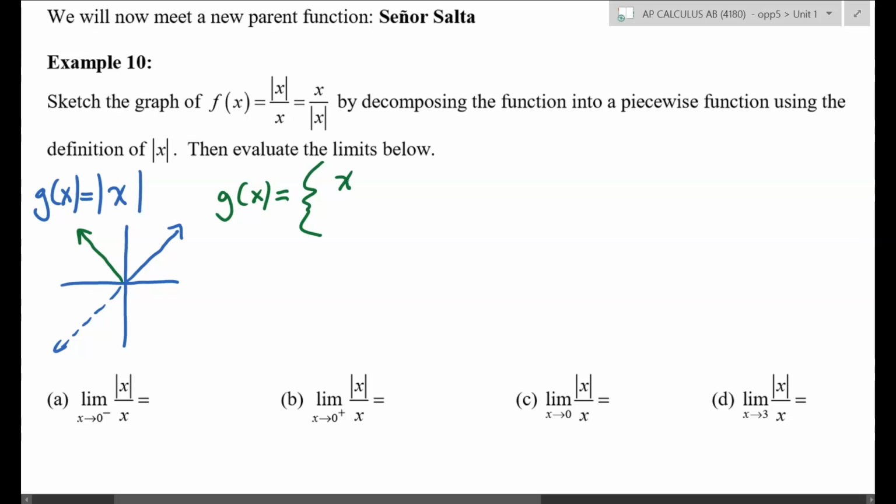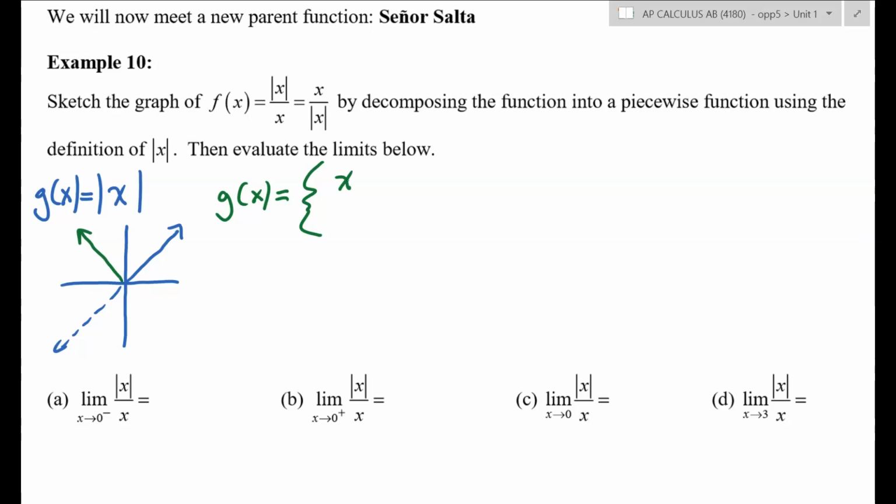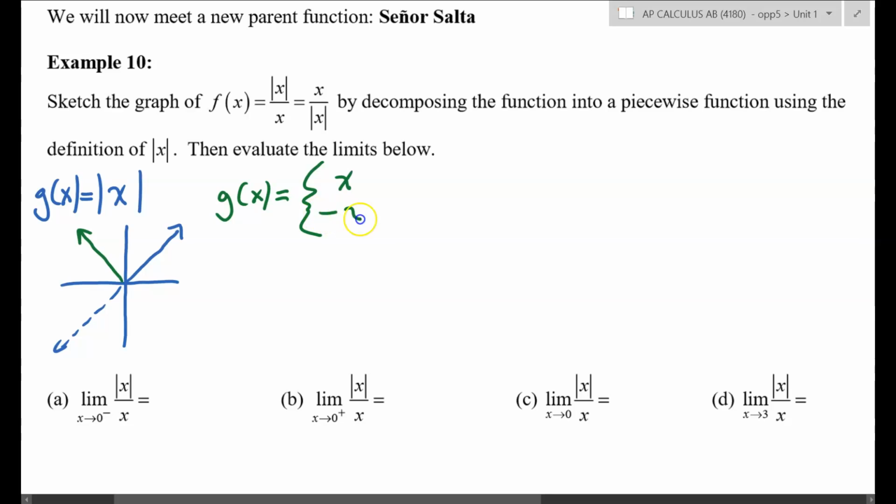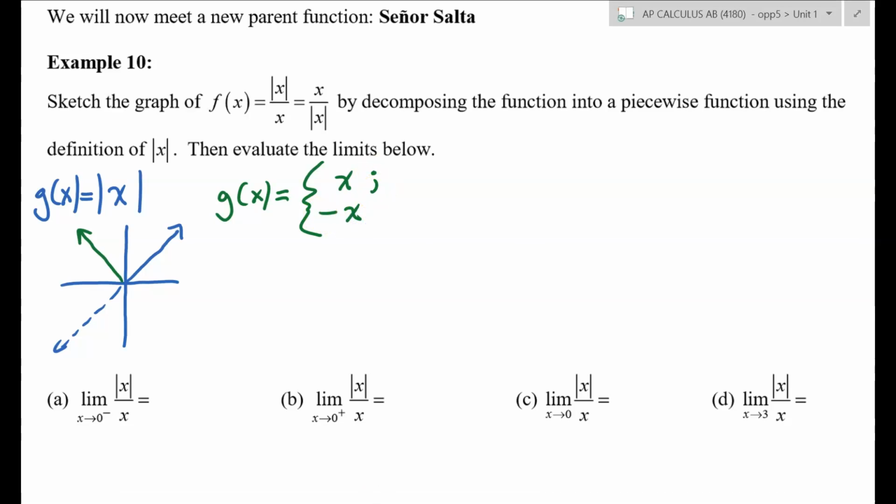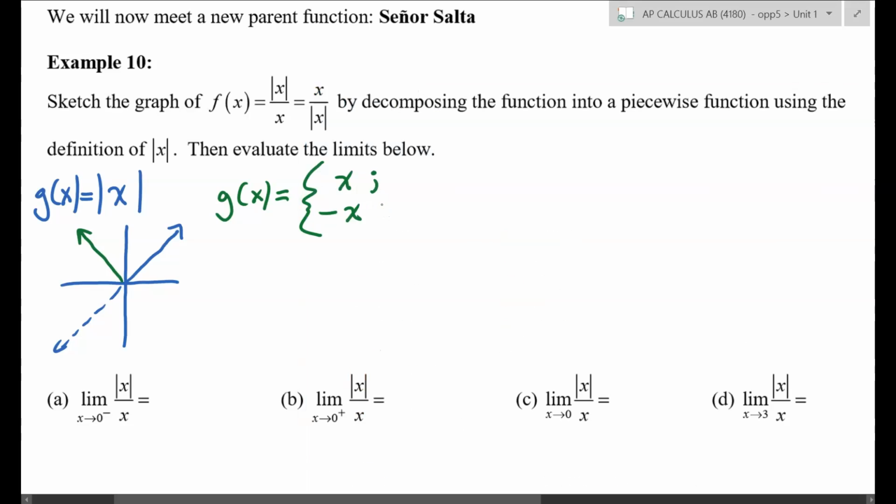How do you reflect something in the x-axis? You make it negative. Okay? Give me the interval or inequality. Give me the inequality of the piece that was not reflected. Greater than 0. Give me the piece that was reflected.